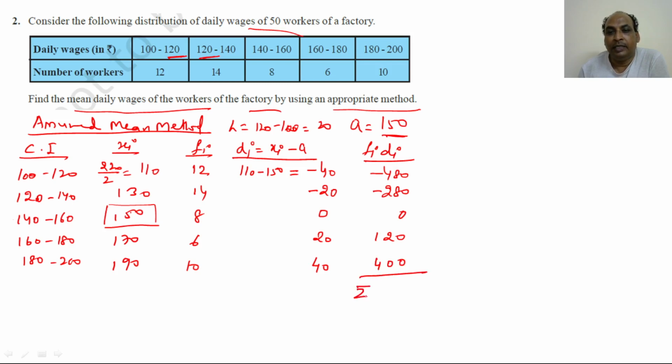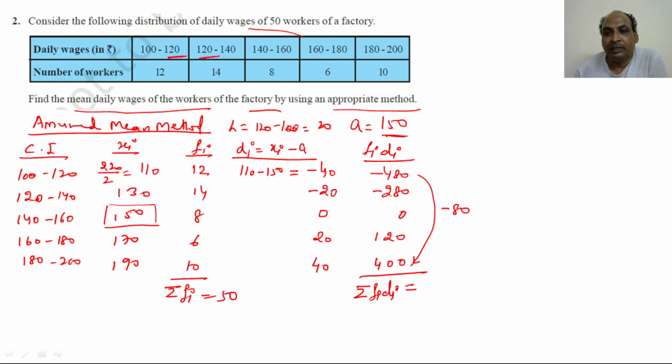Here we have to find sigma Fi Di. Similarly, here we have to find sigma Fi. Sigma Fi, let us find out: 12 plus 14, 26. 26, 8, 34, 40, 50. It is 50. Sigma Fi Di, when we are finding it, you can do the calculations here itself. See, minus 480 and 400, when added, will give minus 80. Right?